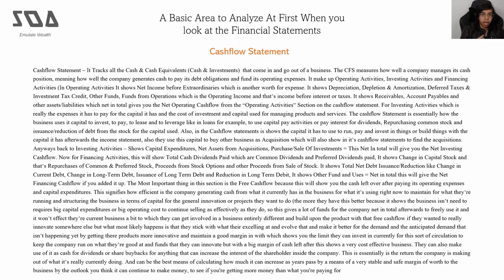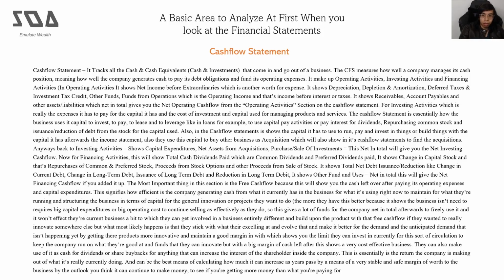In operating activities, it shows net income before extraordinaries, which is another word for expenses. It shows depreciation, depletion and amortization, deferred taxes and investment tax credit and other funds from operations, which is the operating income. Just so you know, operating income is the income that comes before interest or taxes. It shows receivables, account payables, and other assets divided by liabilities, which net in total gives you the net operating cash flow from the operating activities section on the cash flow statement. And that net operating cash flow is a very important item that we'll talk about in the upcoming slides.